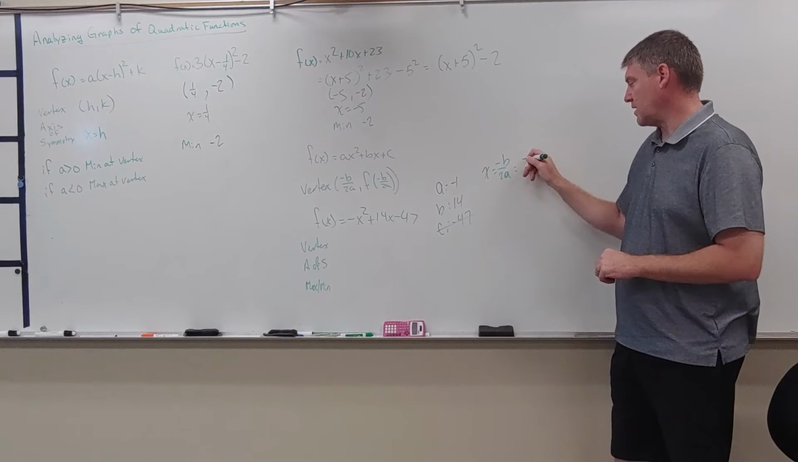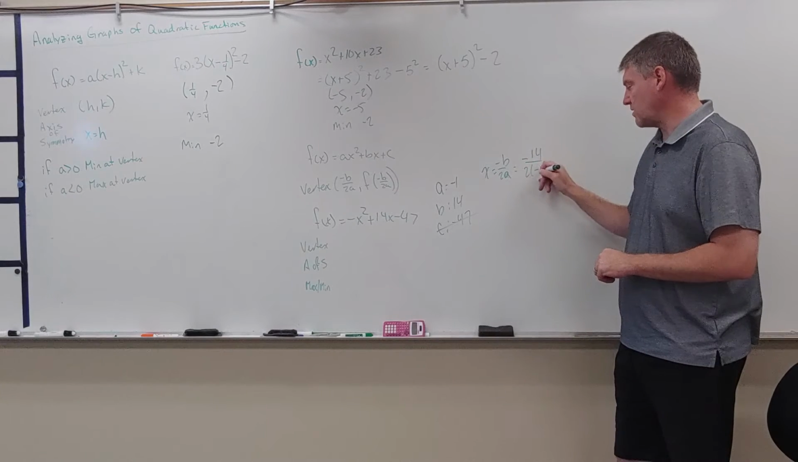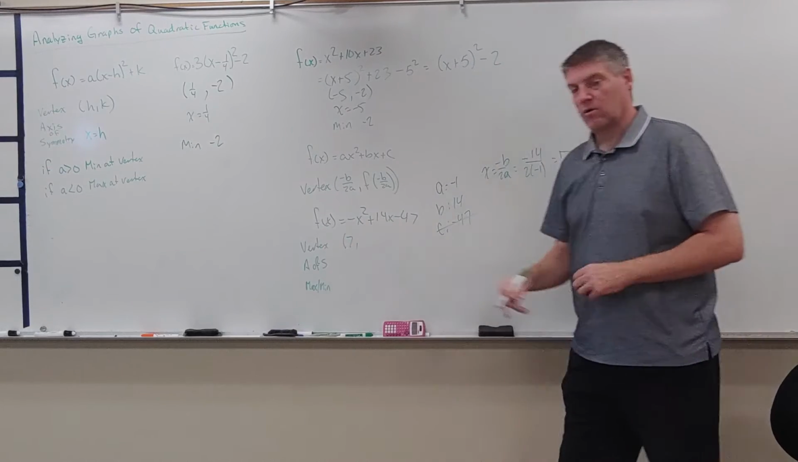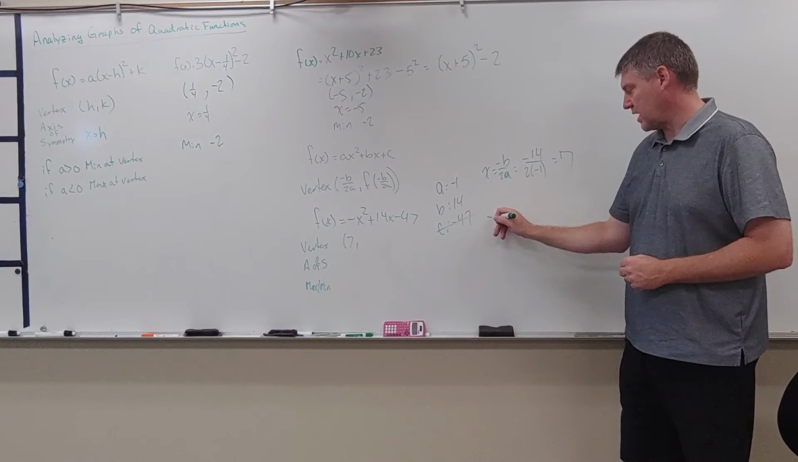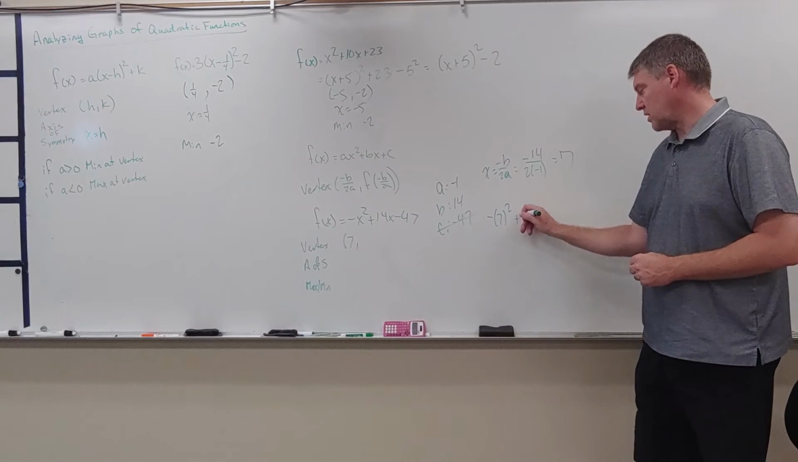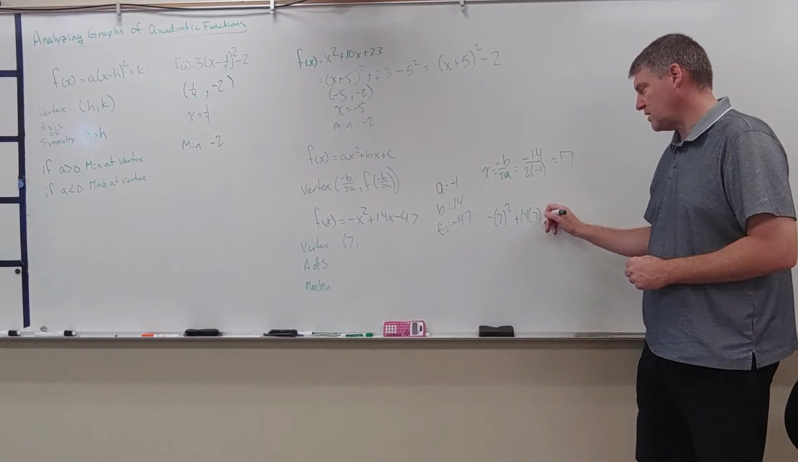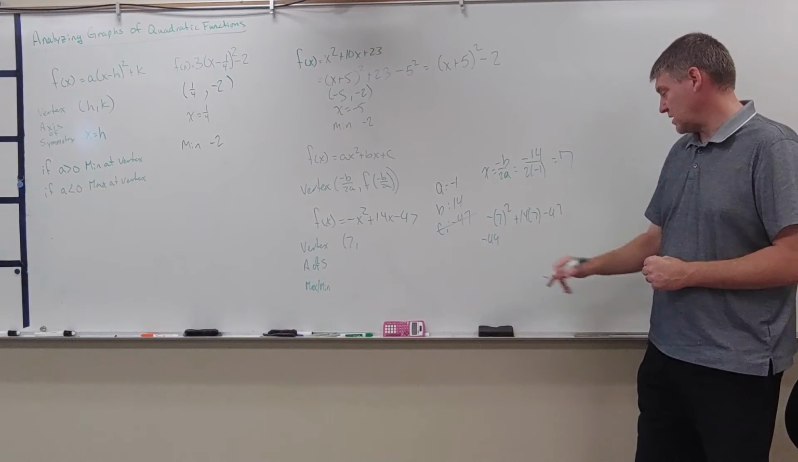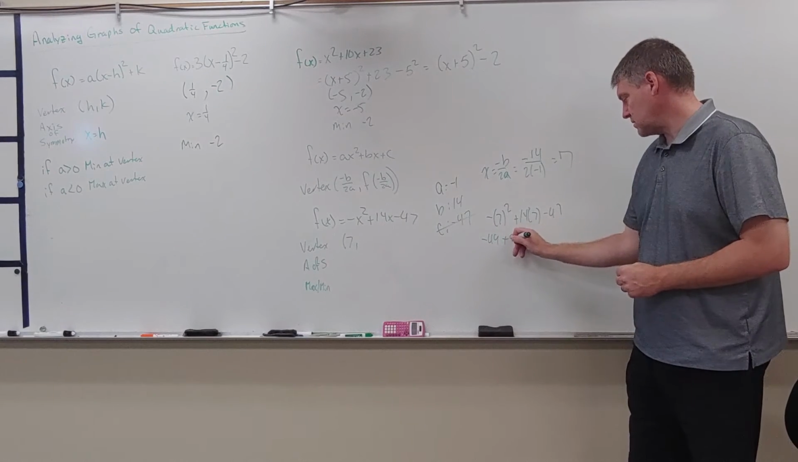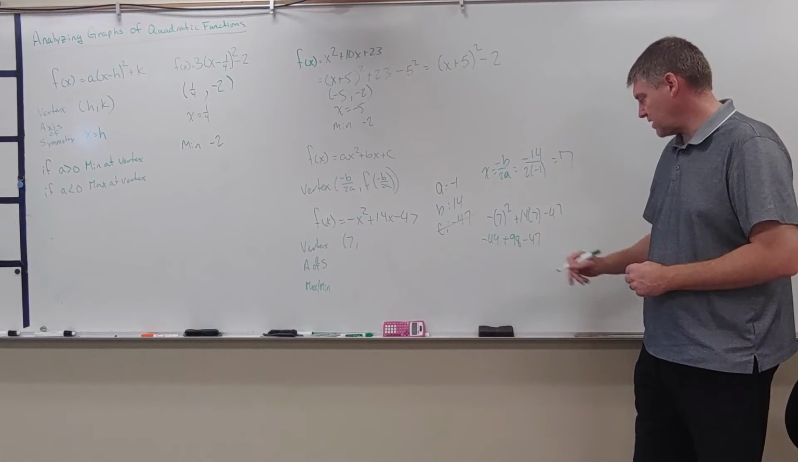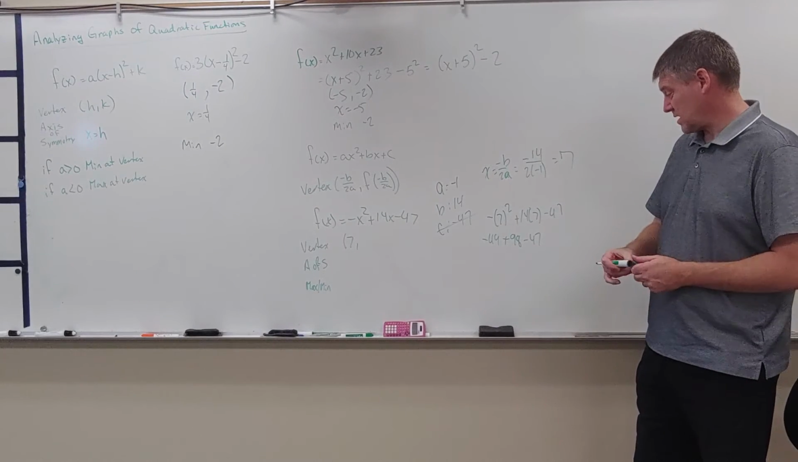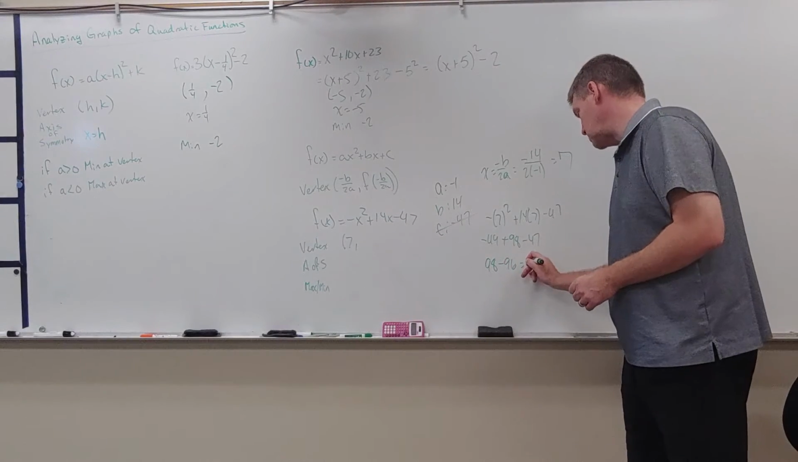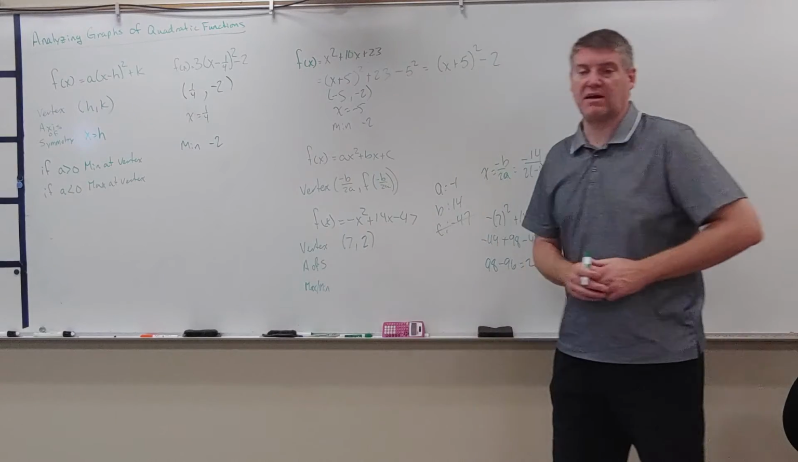Okay, so I have -14 over 2 times -1, which gives me 7. So I know my x-coordinate is 7. Well, now to find my y-coordinate, I'm going to plug it in. -7 squared plus 14 times 7 minus 47. So this gives me -49, plus 98, minus 47. So that's 98 minus 96, which is 2. So my vertex is (7, 2).